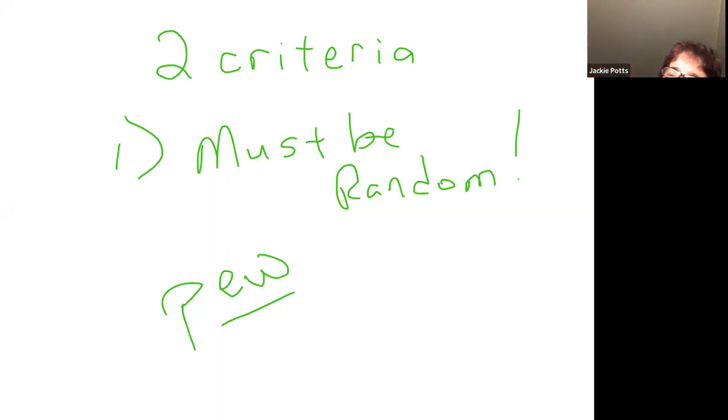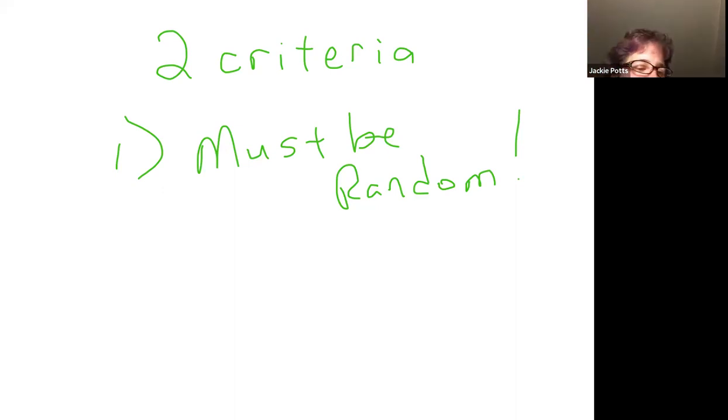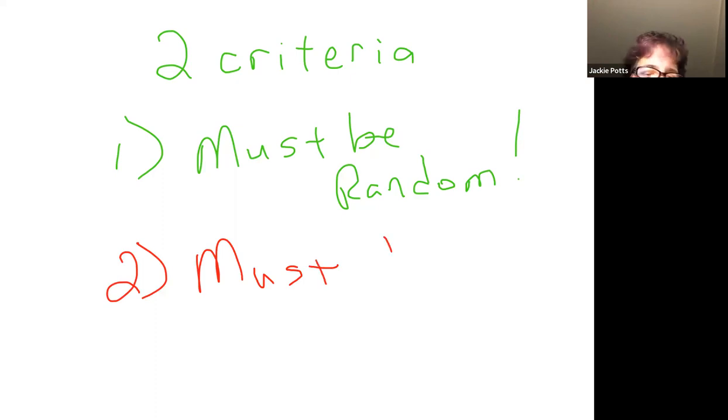But don't let that stop you from being on the alert, because heaven forbid I throw you something that may not be random. Two, must be independent.